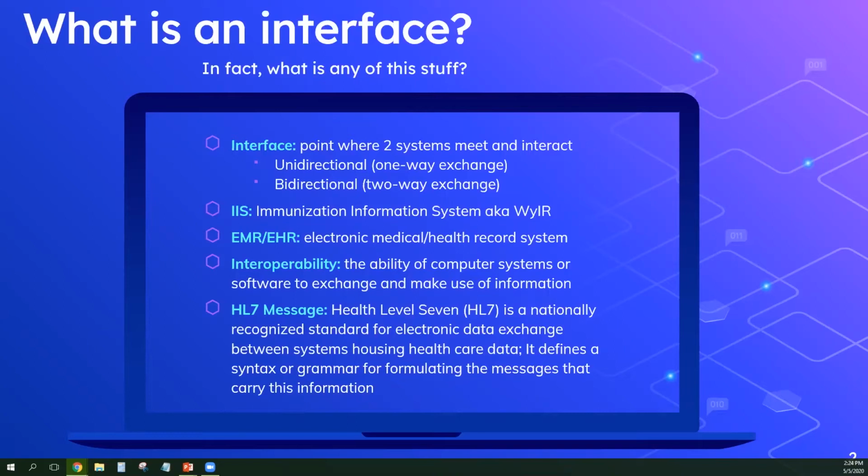For the purposes of this conversation, one of those two systems is our IIS, which stands for Immunization Information System. In Wyoming, we've nicknamed our IIS the WyIR, which stands for Wyoming Immunization Registry. An IIS at its core is a centralized population-based repository of immunization-related information.